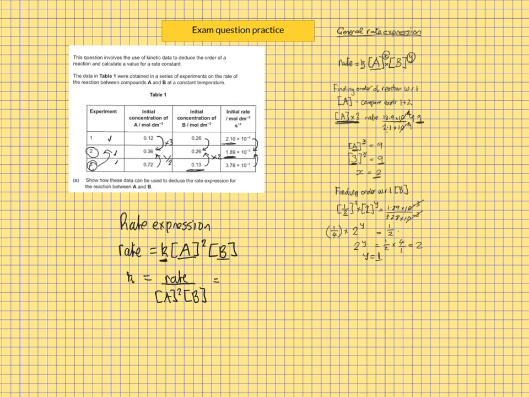And for the rate, we can choose any of the experiments 1, 2 or 3, because it's a constant. So if we, for example, choose experiment 1, the rate in experiment 1 is 2.1 times 10 to the minus 4. The concentration of A in experiment 1 is 0.12, but don't forget to square that because it's second order with respect to the concentration of A. And the concentration of B in experiment 1 is 0.26. Again, as we saw in the last part of the video, the value of K still comes out to 57 no matter which experimental data is used, and the units come to moles to the minus 2 dm to the 6 seconds to the minus 1.